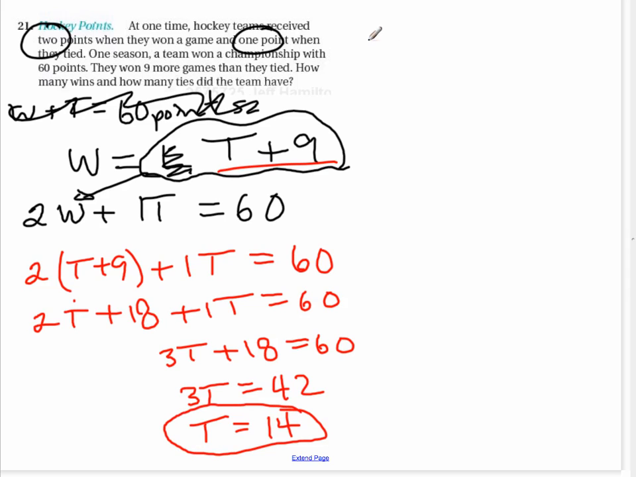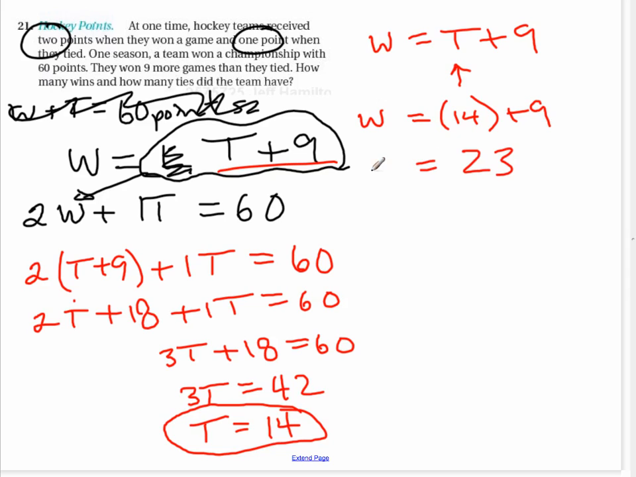Now I can plug it back into one of those original equations, like this one, and plug in what I got for ties. So my ties are 14, plus 9, so it had to be 23 wins. So that's how you do that one.